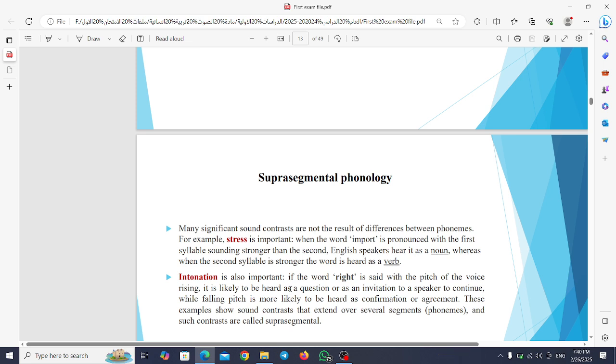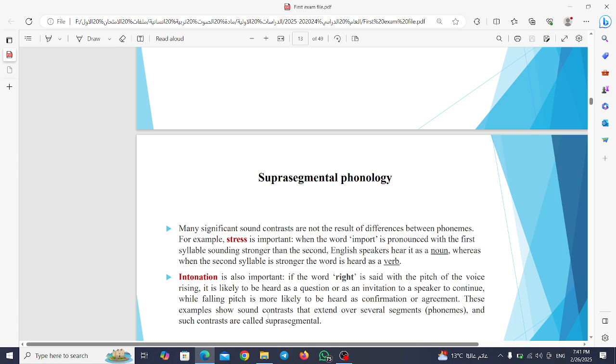Intonation is also important. If the word right is said with the pitch of the voice rising, for example, right?, it is a question. The same word, or I say right, here I'm answering someone. So it's likely to be heard as a question, or as an invitation to a speaker to continue. While falling pitch is more likely to be heard as confirmation or agreement, if I say to someone, right, I'm agreeing to something. But if I say right?, here I'm asking for agreement.